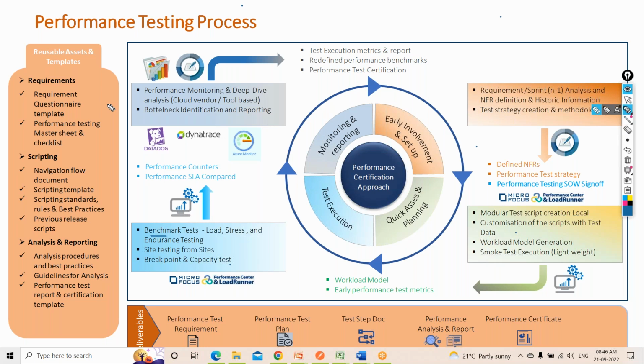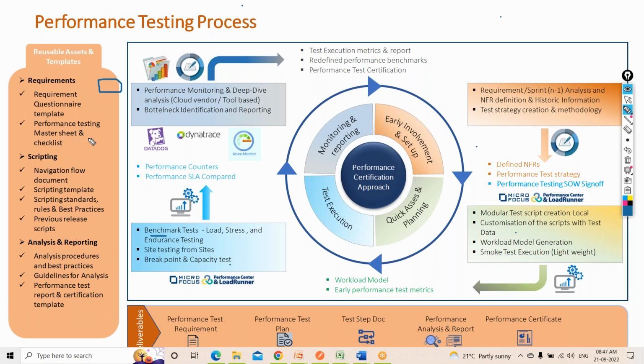And let's say the client is coming for the second time, you can delete those boxes which are relevant and have a relevant document for that application specifically. But you'll always have an untouched document template with the team, which will be a ground zero if something new comes up. Then performance testing master sheet and checklist. So we have a master sheet also.